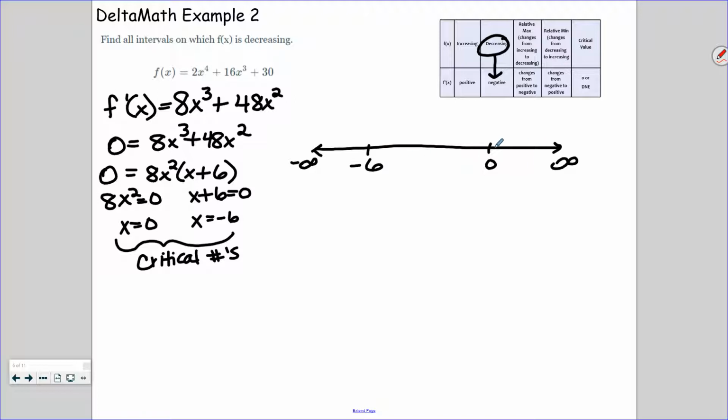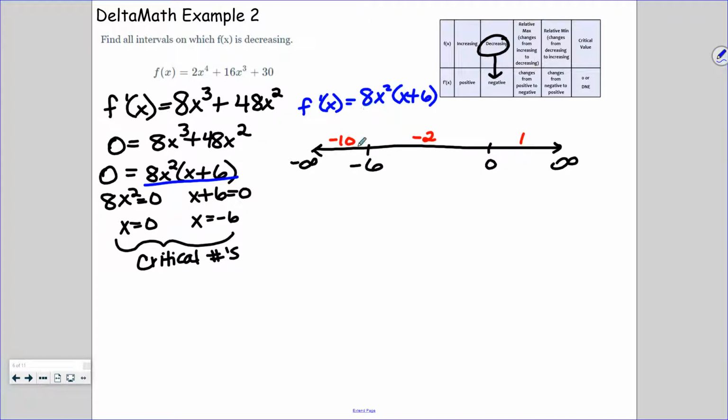So let's say I'll test a 1. That seems to be an easy number to substitute in. A number between negative 6 and 0, let's do negative 2. And then a number between negative infinity and negative 6, let's try negative 10. All right, so I'm going to test those numbers in my derivative. And we're going to use the factored form of the derivative, 8x squared times x plus 6, just to make everything easier to think about.